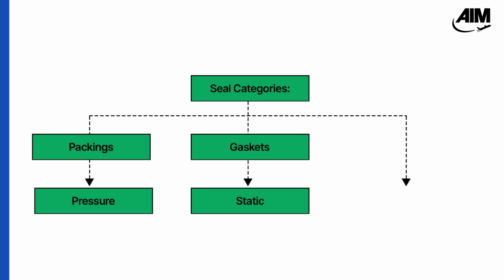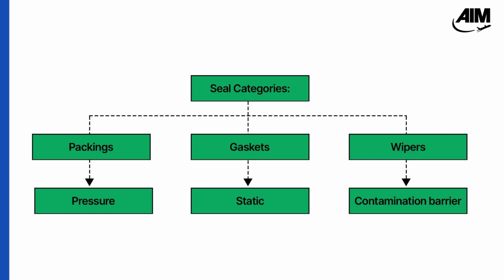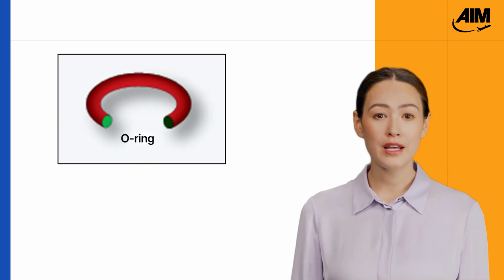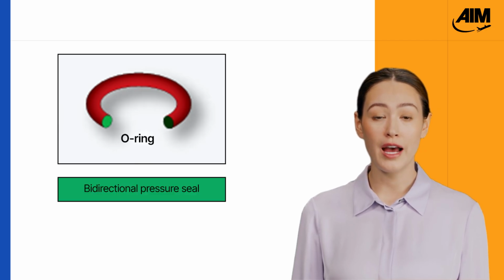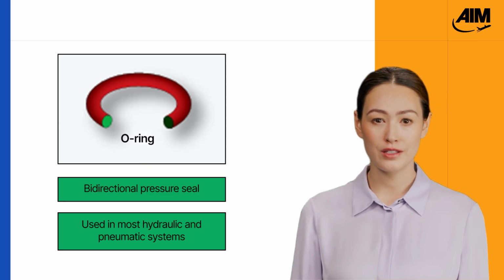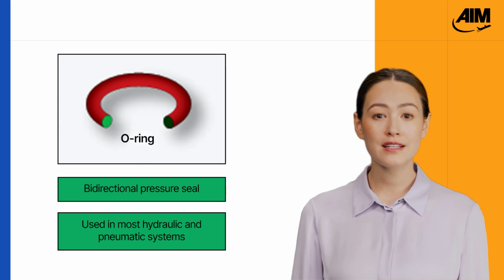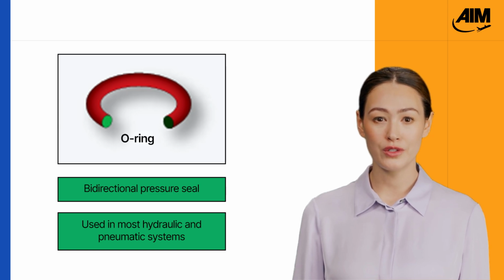In aircraft systems, seals are grouped into three main categories: packings, gaskets, and wipers. Each has a specific function depending on whether the system is static or dynamic, and whether it involves fluid containment, protection, or both. Let's begin with the most widely used packing, the O-ring. These circular seals maintain bidirectional pressure and are found throughout hydraulic and pneumatic systems. Their job is simple but critical. They ensure fluid stays sealed inside the system under operating loads.